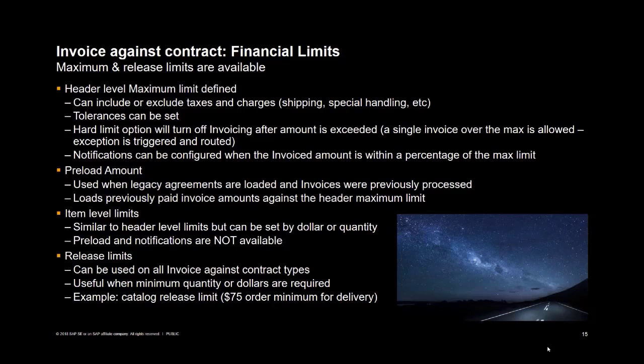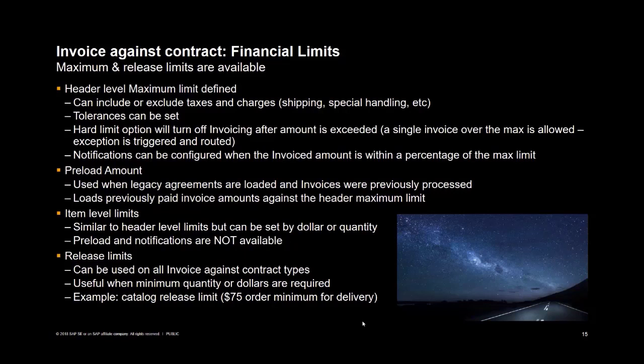The preload amount, which is a cool field, allows you to preload the contract with legacy spend for legacy agreements. So let's say that we're maybe a net new customer, or we're still going through the contract conversion process, getting all those old contracts in the system. And so I have a $1 million contract, but I've already paid 500,000. Well, I really don't want to change the maximum amount to be 500,000 because it was a $1 million contract. And so the preload amount is exactly what it sounds like. I can load it at $1 million and then preload the $500,000 that I've already spent against it so that the system knows there's only $500,000 left.